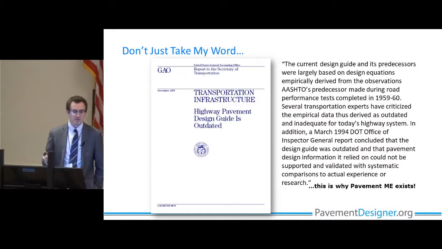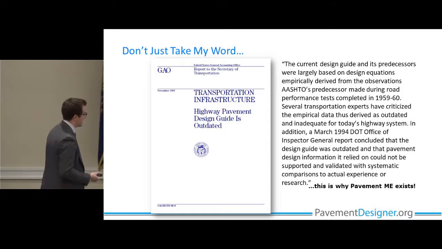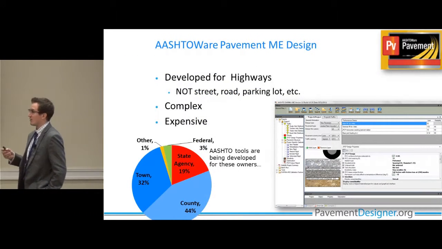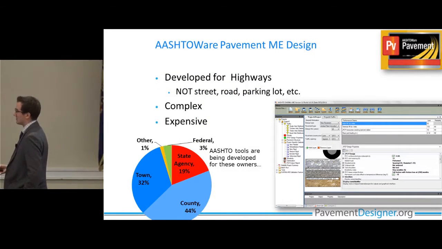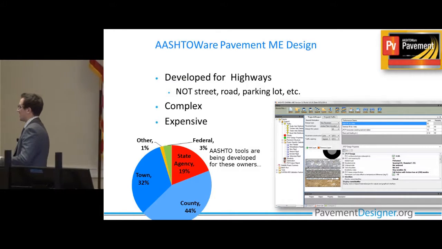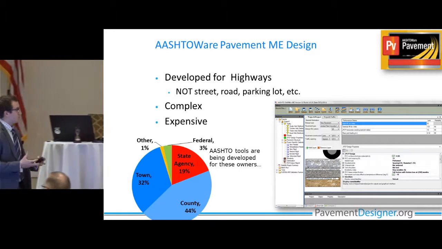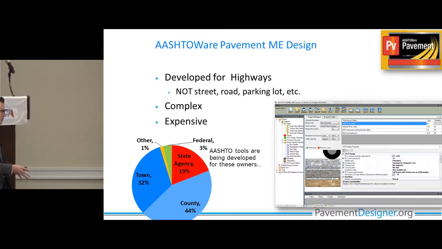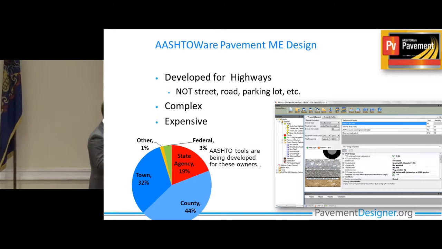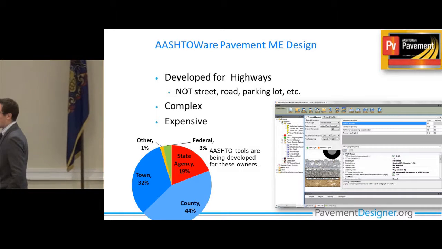So the General Accounting Office of the United States actually took note of this, and they said the Highway Pavement Design Guide is outdated. And so that's really why Pavement ME exists. So Pavement ME is kind of the gold standard right now for designing concrete pavements. Now, Pavement ME is really developed for the highway market. It's really developed for these higher level facilities that are managed by state DOTs as well as federal agencies. So that's really what it's developed for. It's not really for streets and local roads and parking lots, so it doesn't really trickle down to those types of facilities.